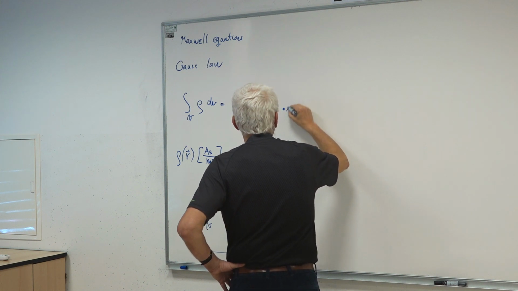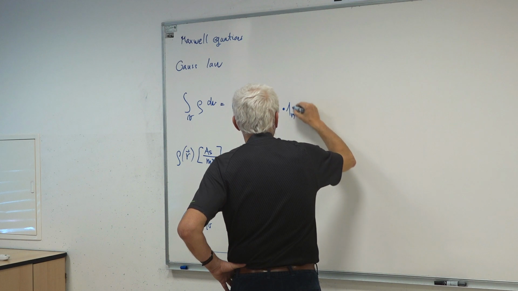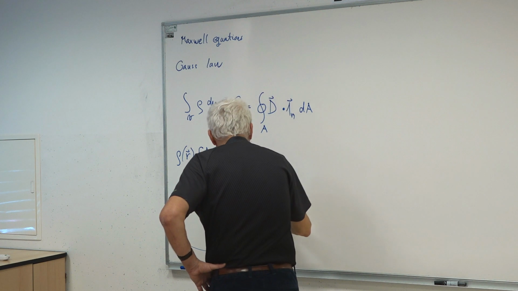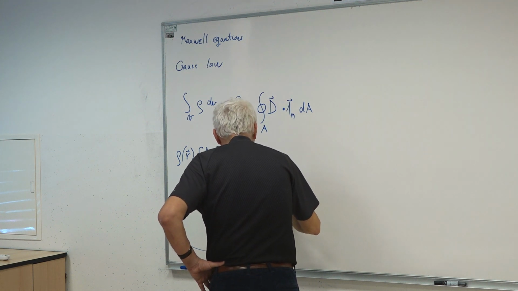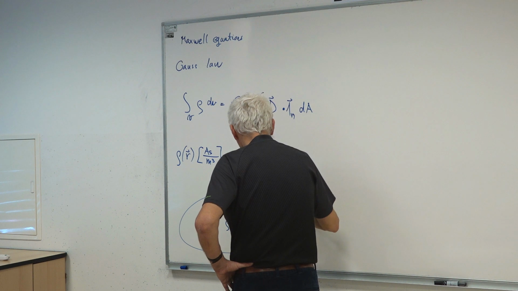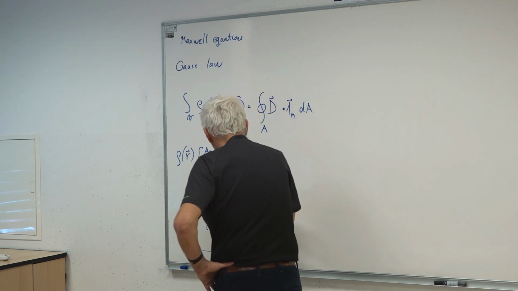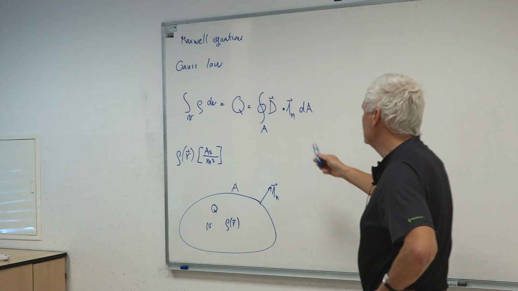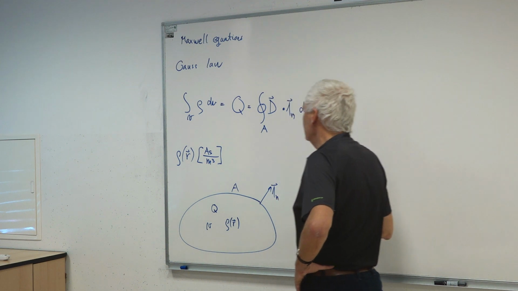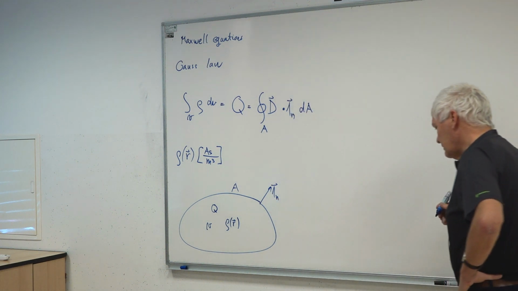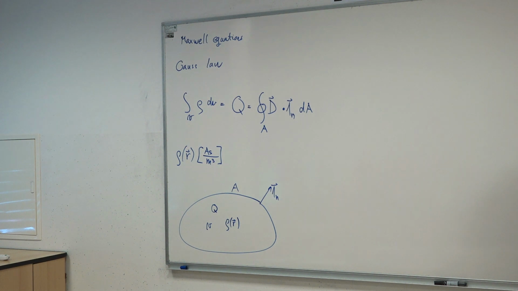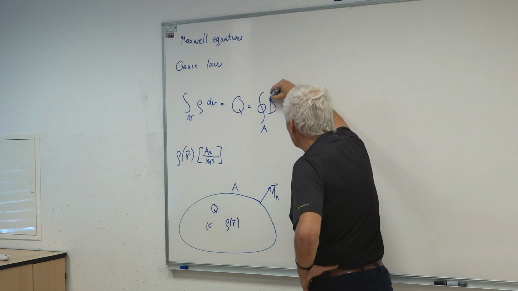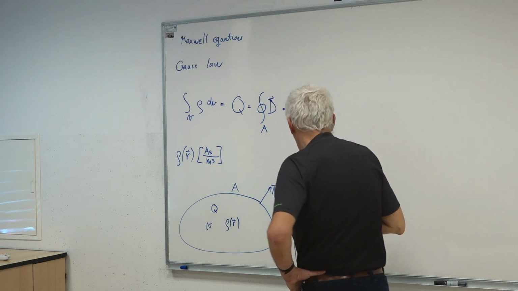times the normal unit vector 1n, dA. So the unit vector is always defined to point out of the volume. So this is my unit vector 1n, and this is the surface A enclosing this volume V. I can also compute the total charge from the electric displacement field here. This is about the Gauss law.